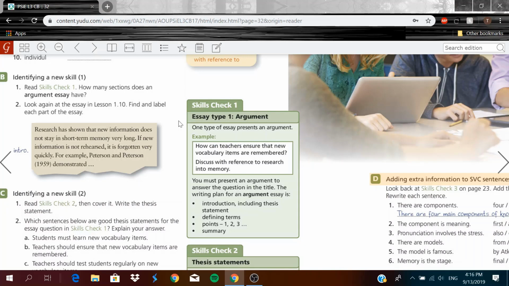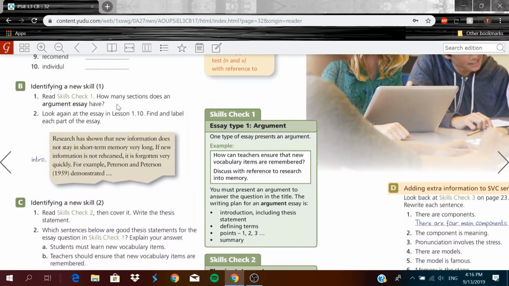And then you're going to have to use defining terms, different terms, okay, and then state your points. So 1, 2, 3, right? You're basically having an argument or writing an argument down, right? And finally, you summarize your thoughts, okay? So now let's go. How many sections does an argument essay have?